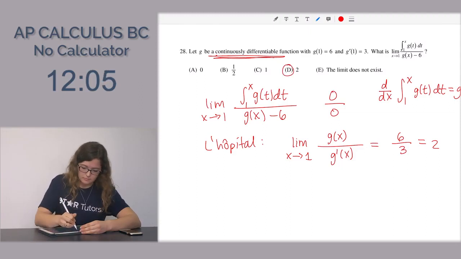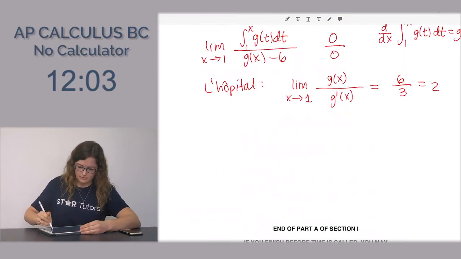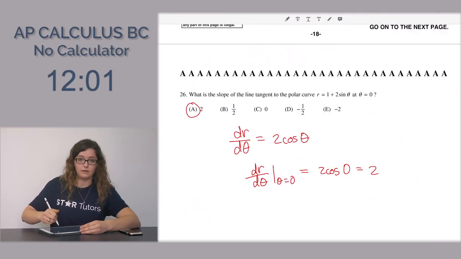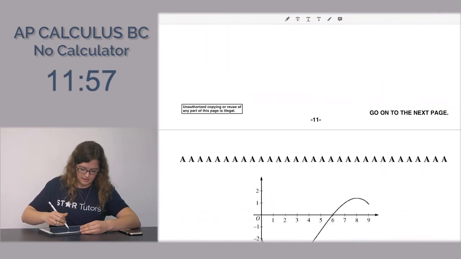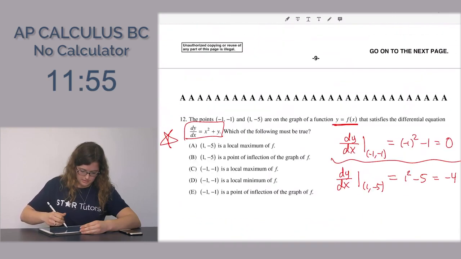D. All right, now I have 12 minutes left. I've looked at all the problems. I've got to go back, though, and do a bunch of those ones that I skipped. So let's go back all the way to the top. And 9 was the first one that I skipped.